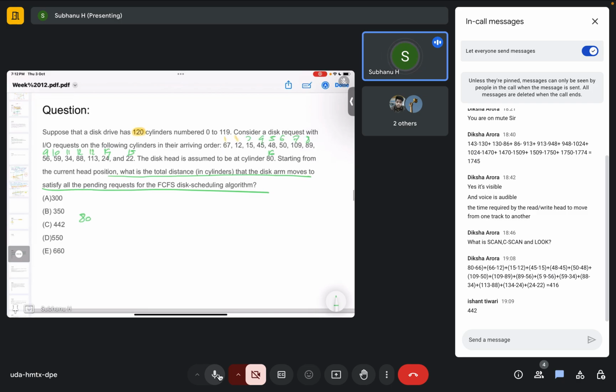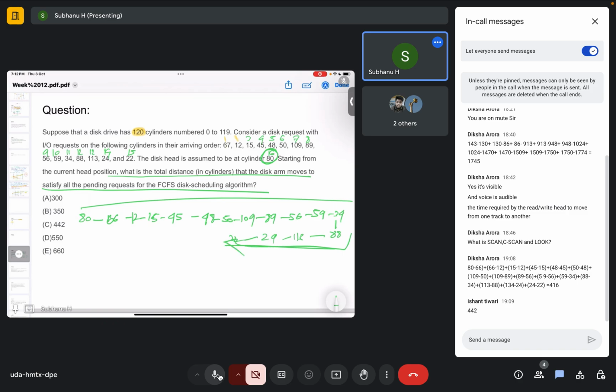It will start from 80 because 80 is the first location. Then it will move to 66, then 12, then 15, 45, 48, 50, 109, 89, 56, 59, 34, 88, 113, 24, then 22. Yeah, this is the way. Okay, so this is the correct answer, 442, right? So can you solve this one?